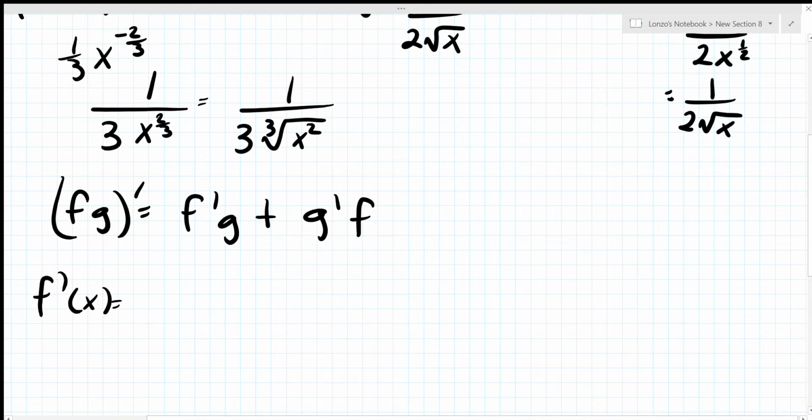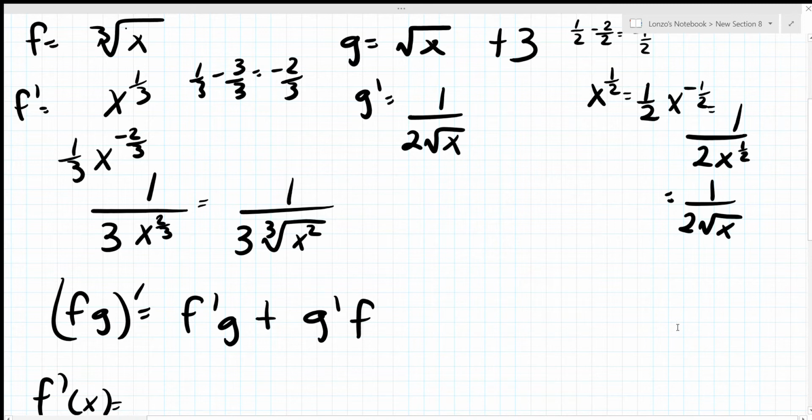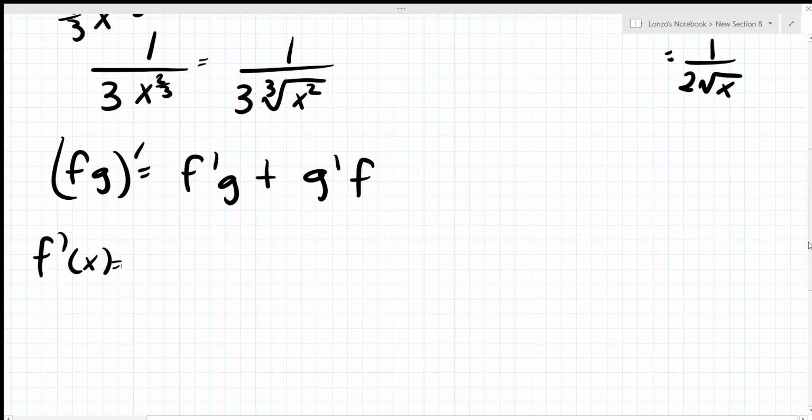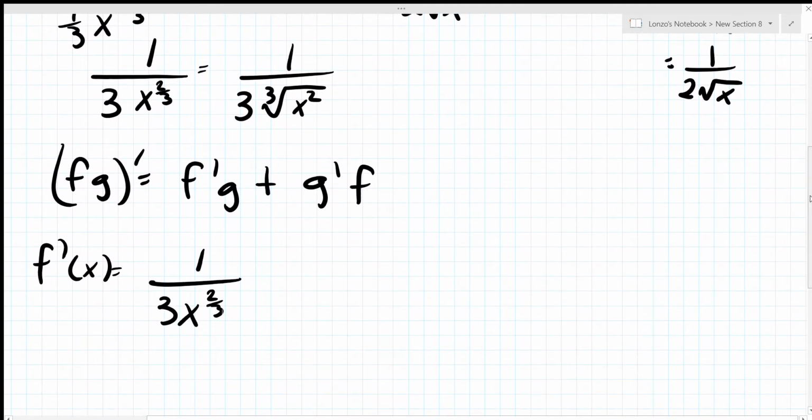So what's my f prime? My f prime is this, right? This one or this one? For right now, I'm going to use the power form, not the radical form, because you'll see what I mean. So f prime is 1 over 3x to the positive 2/3 power, and then times g, and we know that g is, what is g? g is square root of x. So times square root of x.